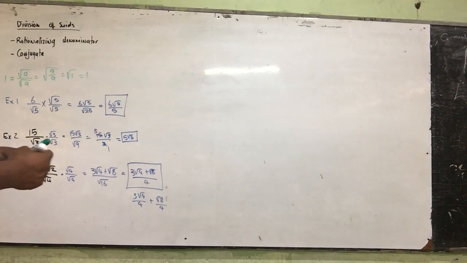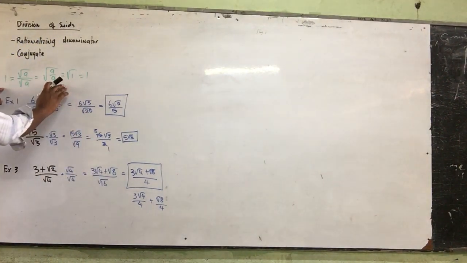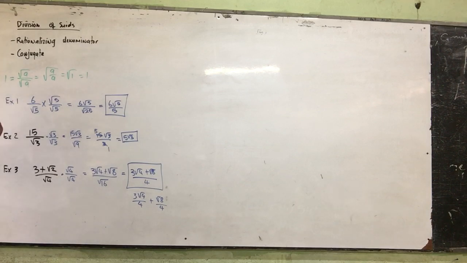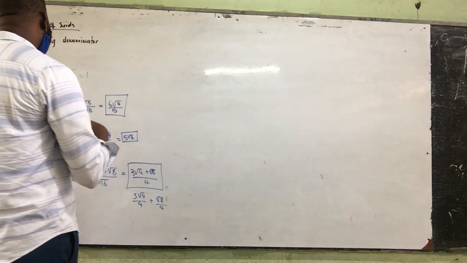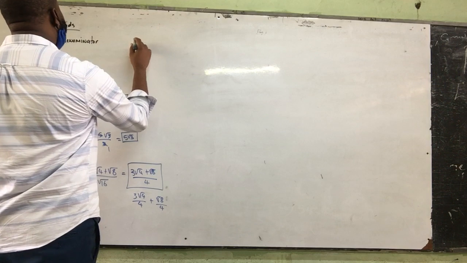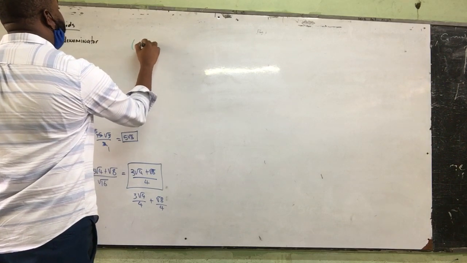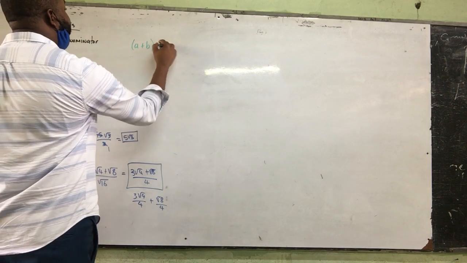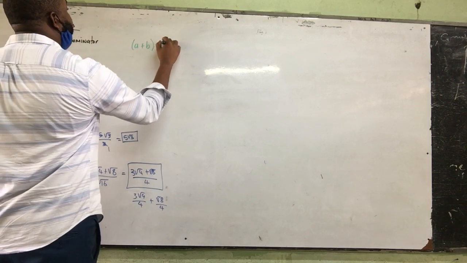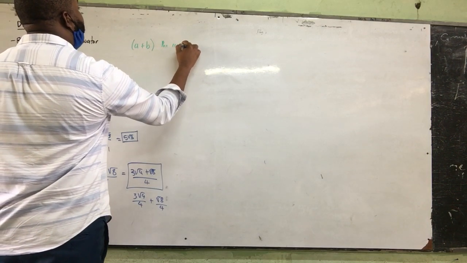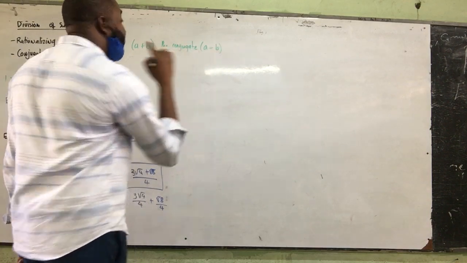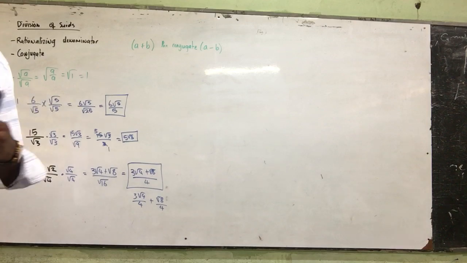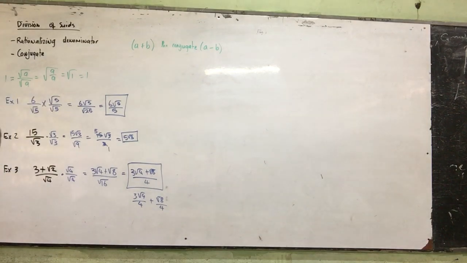So now look at what we mean by conjugate. We use this when we have a single radical denominator. The idea of a conjugate is simply this. If you have an expression a plus b, its conjugate is a minus b. Simple as that. Just change the sign in between the two of them. That's all you need to do to get the conjugate.